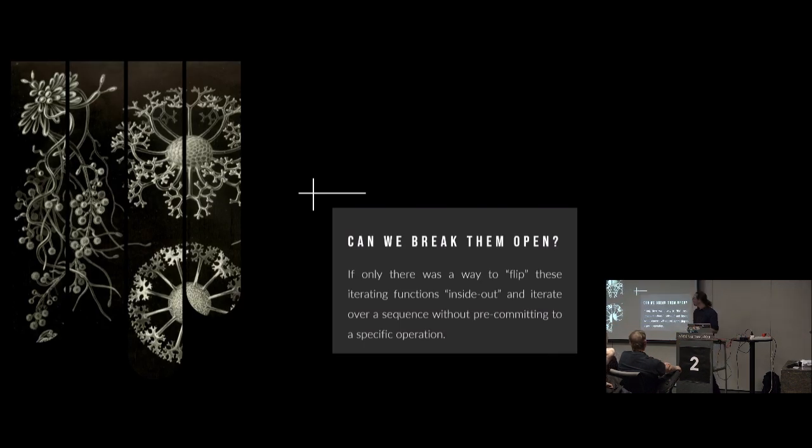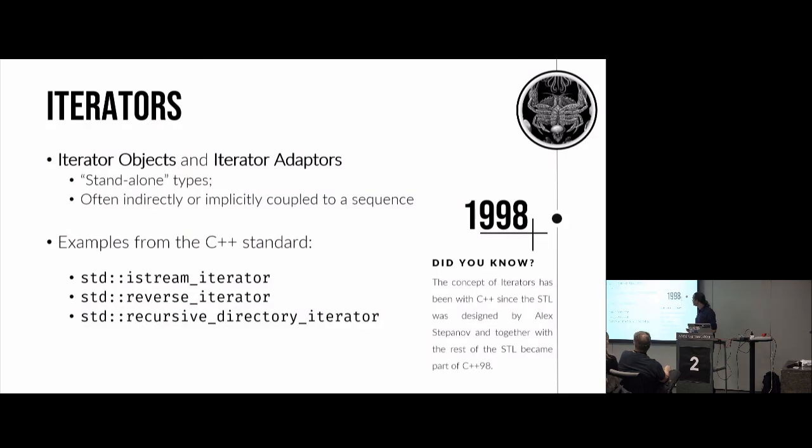So the question is, if only there was a way to somehow flip these iterating functions. I kind of think about it like inside out, so that we can somehow iterate without pre-committing to a predetermined operation, so that we can decouple the operations we want to do on the elements from the iteration itself.